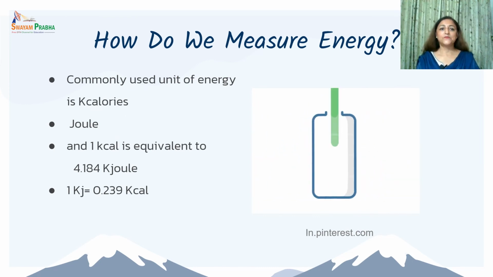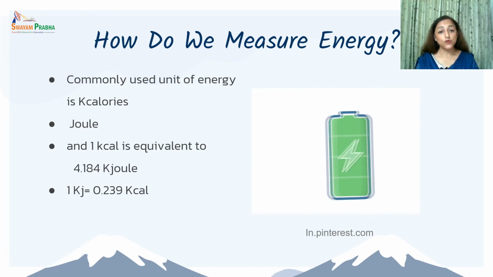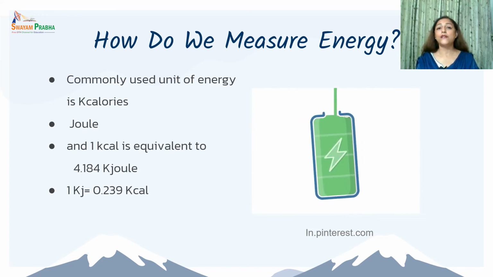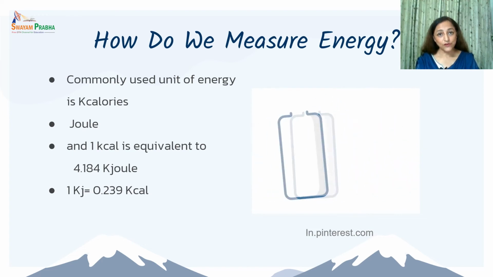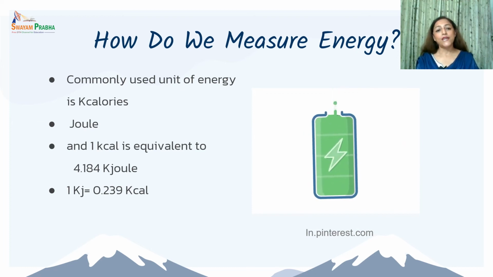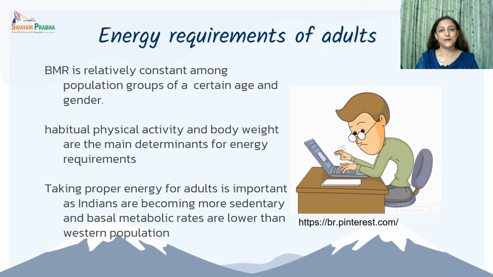How do we measure energy? The energy is measured most commonly in kilocalories. But recently, a new unit has been used that is known as the joule. So 1 kilocalorie is equivalent to 4.184 kilojoules, or in other words, 1 kilojoule is equal to 0.239 kilocalories. So now let's talk about the energy requirements for adults.